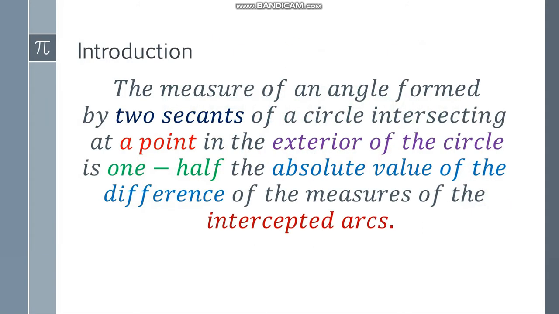Let's start with the introduction. The measure of an angle formed by two secants of a circle intersecting at a point in the exterior of the circle is one half the absolute value of the difference of the measures of the intercepted arcs.